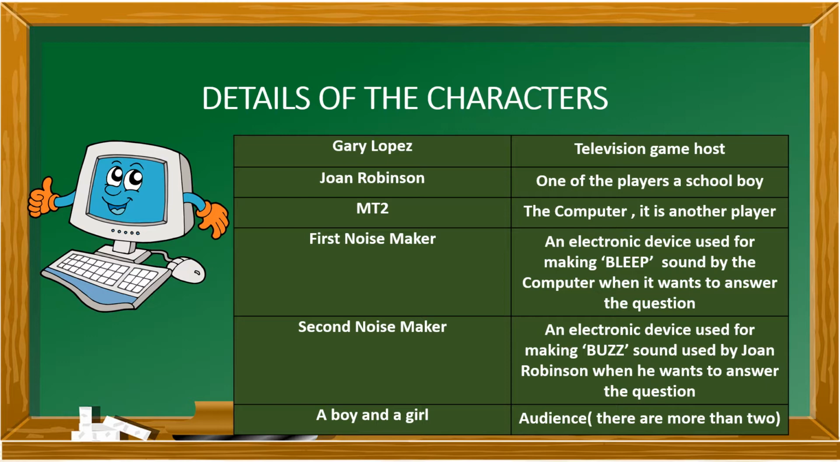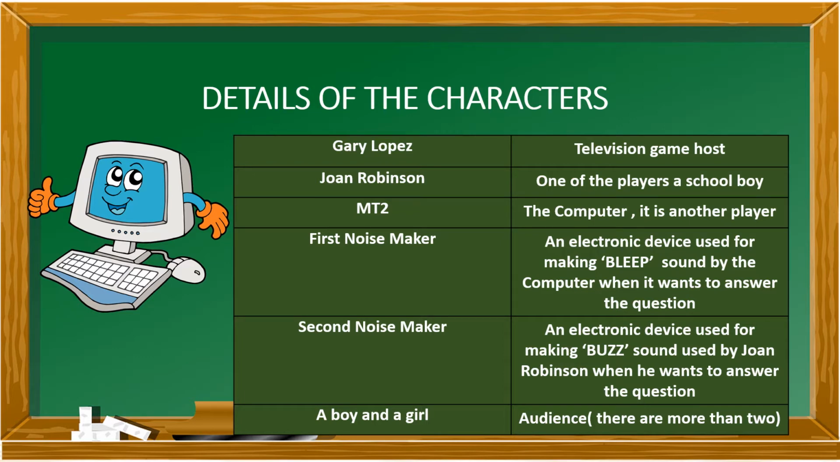The details of the characters. Gary Lopez, television game host. Joan Robinson, one of the players, a schoolboy. MT2, the computer, is another player. First noisemaker: an electronic device used for making a bleep sound by the computer when it wants to answer the question. Second noisemaker: an electronic device used for making a buzz sound by Joan Robinson when he wants to answer the question.